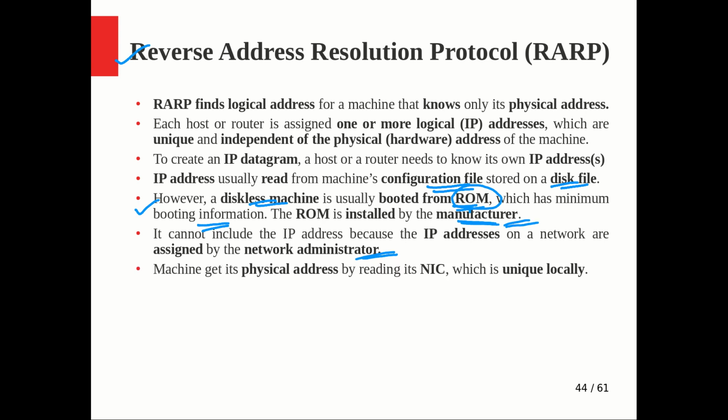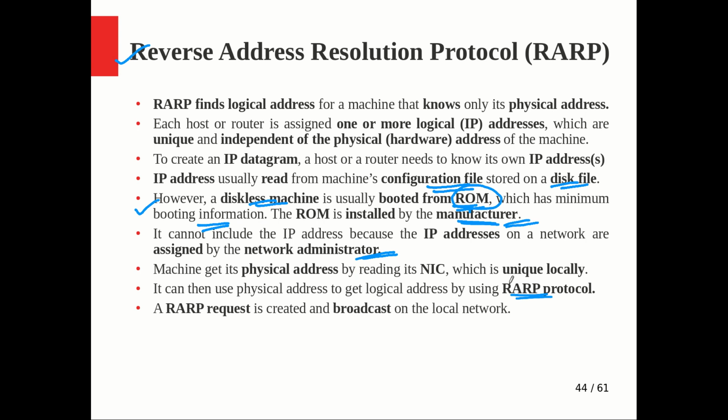So the machine gets its physical address by reading the network interface card, of course, right? So that will be unique locally within that LAN. So it can then use the physical address to get the logical address by using the reverse ARP protocol. That is the purpose of reverse ARP, just opposite to ARP. Just like ARP, here also there will be a reverse ARP request, which is created and broadcasted on the local network, right? Just like an ARP request, the reverse ARP request will be broadcasted with its own MAC address.